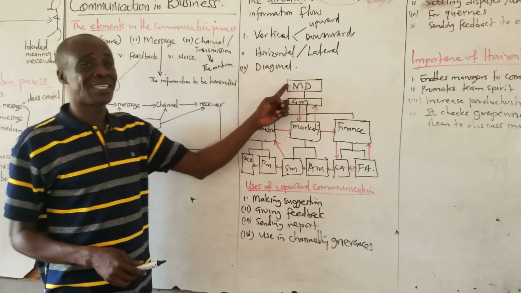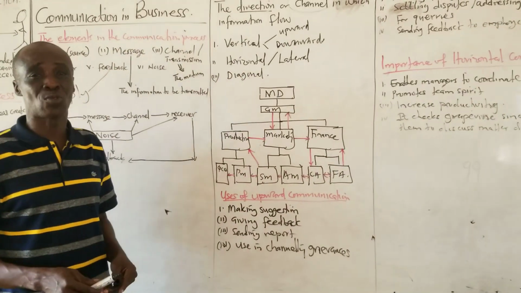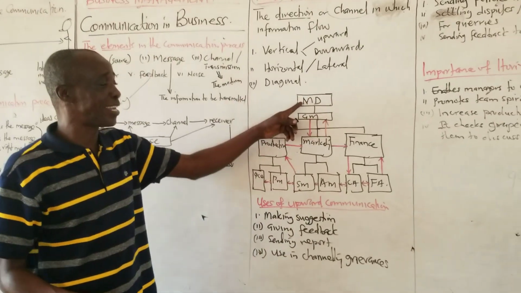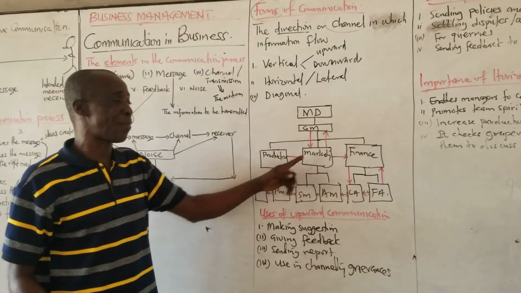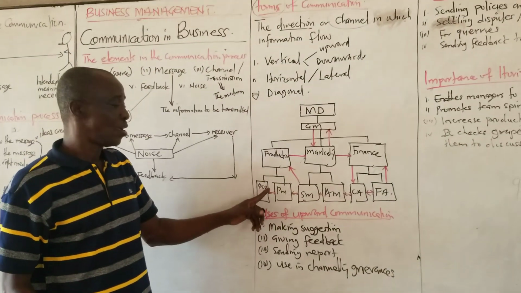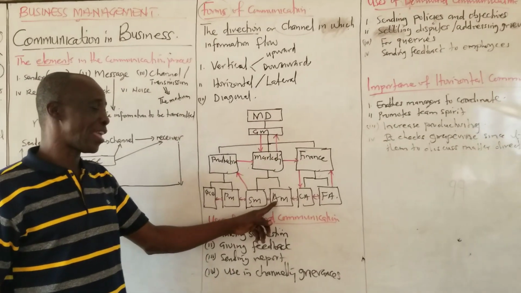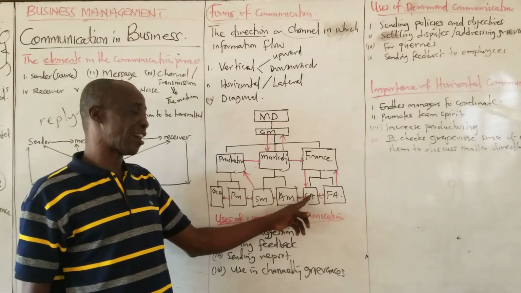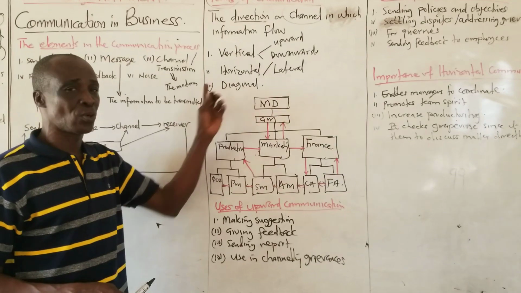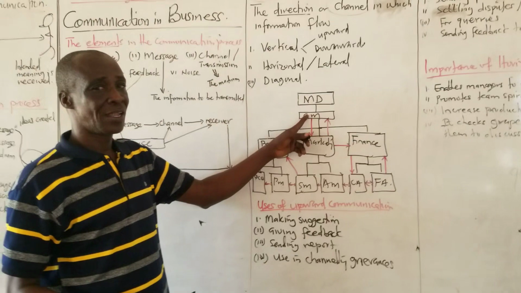Now, look at it. You are familiar with this diagram, the one that is pasted in your classroom. So look at the managing director, the general manager, production manager, marketing manager, financial manager. Then you have the quality control officer, the plant manager, the sales manager, the advertising manager, cost accountant, and financial accountant. This one reports to this one, reports to this, and so on. This one takes instruction from this one, and so on.